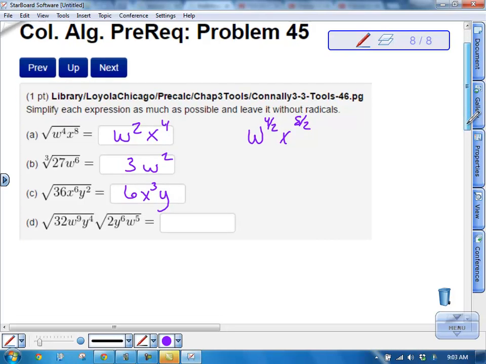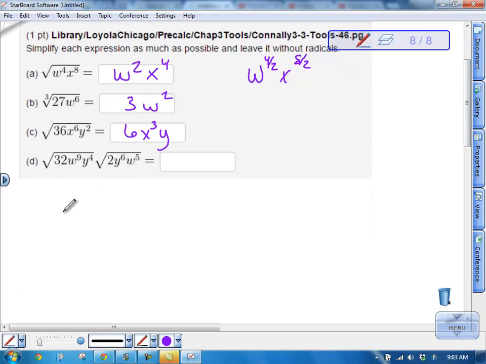And the last one's a little bit more complicated. We need to square root everything. We can actually put the square root over everything and multiply these together. So 32 times 2 is 64. W to the 9th times w to the 5th is really w to the 14th. And then y to the 4th times y to the 6th is really y to the 10th. And then square root of 64 is 8. Square root of w to the 14th puts the 2 in the denominator of this fraction, so it'll be w to the 7th. And then y to the 10th square rooted puts the 2 in the denominator, so it'll be y to the 5th.